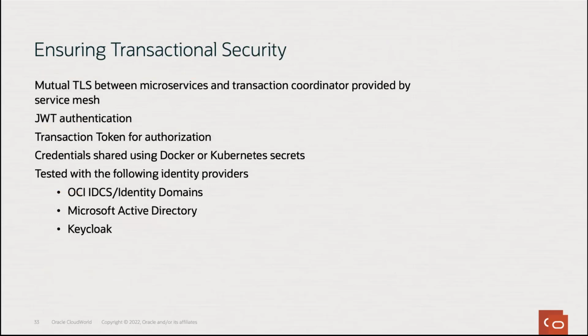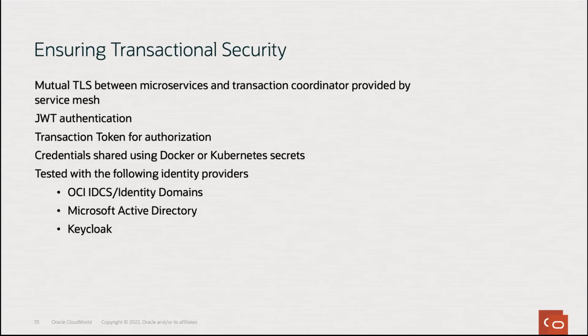So now coming to the transactional security, how do we ensure the transactional security with MicroTx? To ensure the transactional security, the functionalities that are provided by the transaction coordinator can be used alongside some of the service mesh functionality. For example, mutual TLS that is provided by a service mesh can be used for all traffic between the microservices and the transaction coordinator. Likewise, JWT tokens can be used for user authentication.